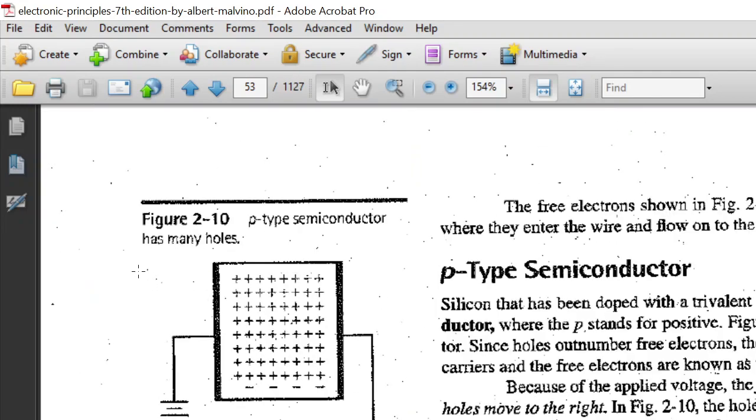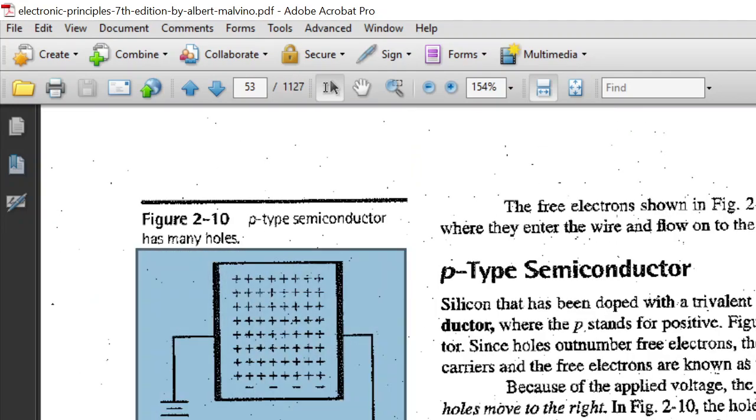Similarly, for P-type semiconductor, what will happen? These are holes, they are not moving outside, but what is happening? Charges from the battery are coming here, getting recombined with these holes, and then again moving outside the crystal from this end. So there is a net movement of electrons in this direction, from right to left of the crystal.